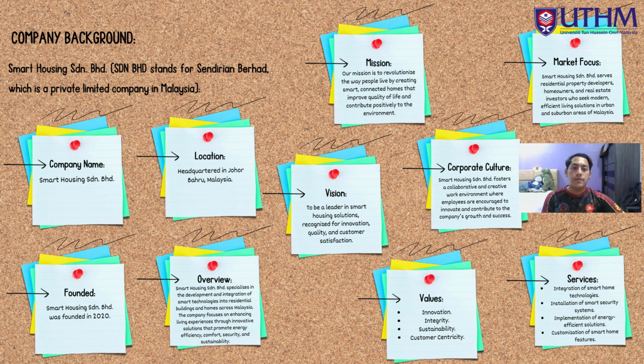Corporate culture. Smart Housing Sdn Bhd fosters a collaborative and creative work environment where employees are encouraged to innovate and contribute to the company's growth and success. Values. We have four: innovation, integrity, sustainability, and customer centricity. Market focus. Smart Housing Sdn Bhd serves residential property developers, homeowners, and real estate investors who seek modern, efficient living solutions in urban and suburban areas of Malaysia.